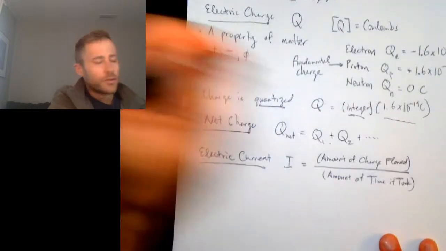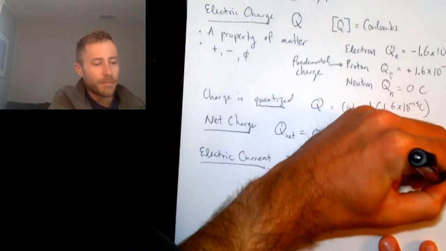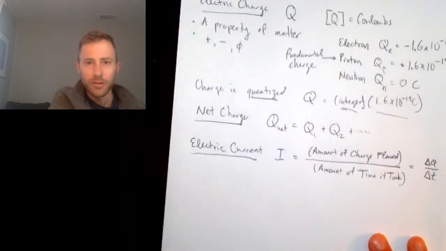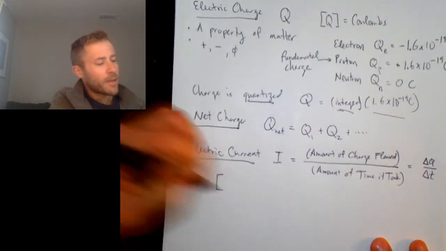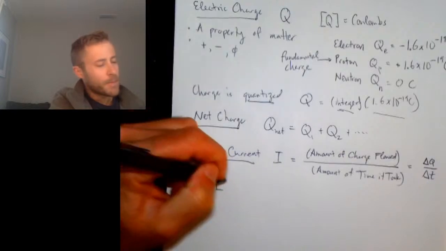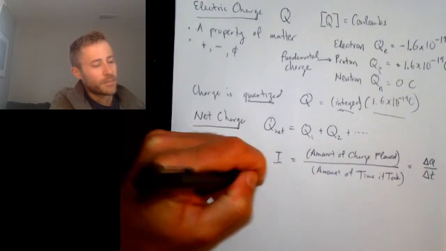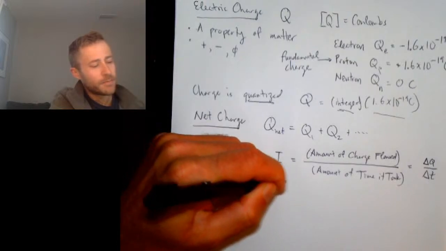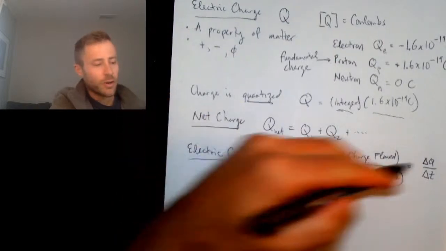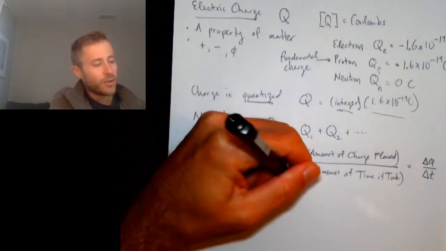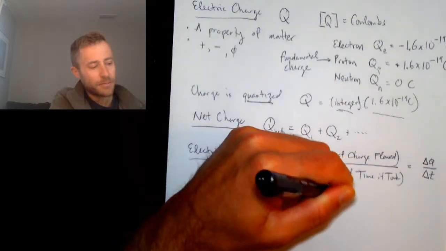Okay, so that is charge per time, delta Q over delta T. So the units of electric current are going to be coulombs per second, because it's charge per time. And so that has a special name. It's called the ampere, also known as the amp.